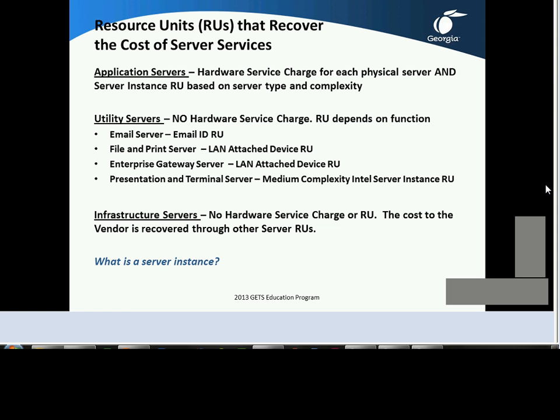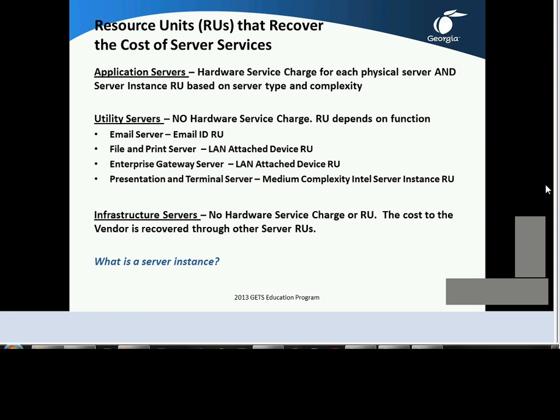Organized another way for your benefit, you have application servers, and they have a hardware service charge for each physical server, and then a server instance RU based on type and complexity. We're going to talk more about that going forward. You have utility servers. It's important to note that there's no hardware service charge for utility servers, and the resource unit depends on the function we've talked about, email servers and file and print, enterprise gateway, and how those align to different RUs. And then, as we said previously, infrastructure servers don't have a hardware service charge or a resource unit charge. The cost of the vendor is recovered through the other RUs indirectly.